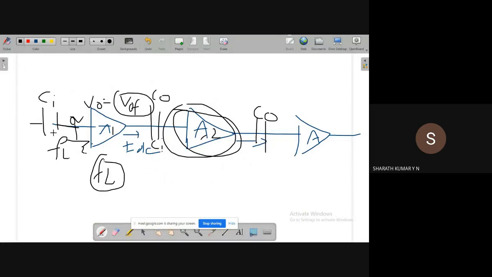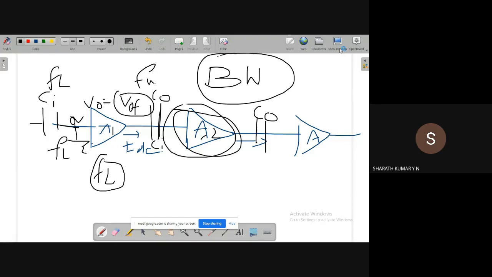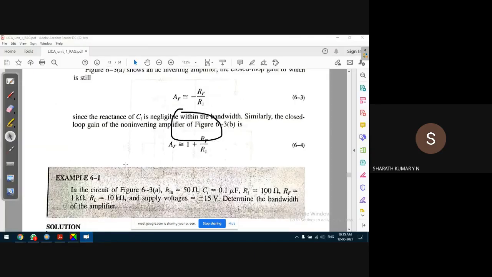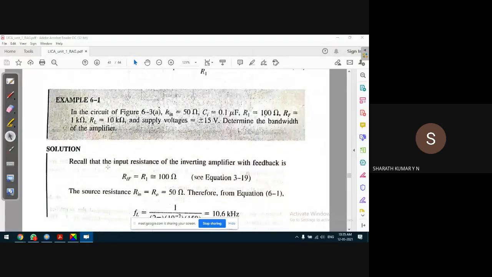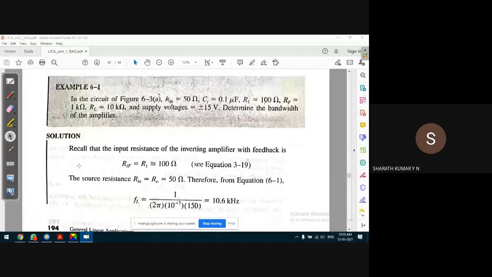Input coupling capacitor will affect FL, the lower cutoff frequency. Output coupling capacitor will affect the upper cutoff frequency. So in turn it will affect the bandwidth. We wanted the bandwidth not to be affected, but no other go. Coupling capacitors are very bad for the frequency of operation of an op amp.